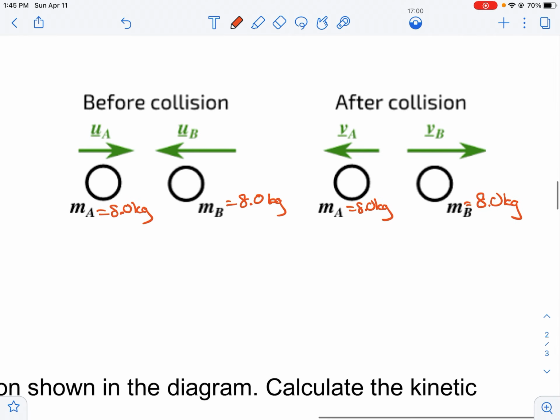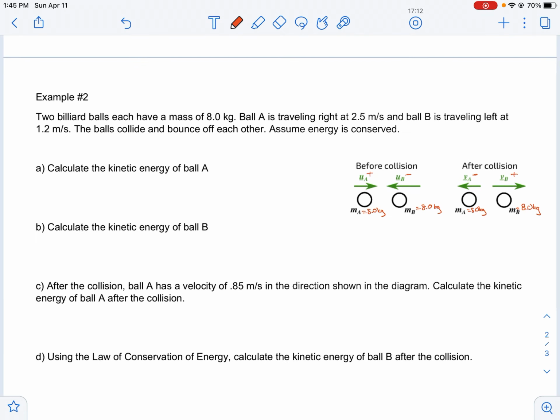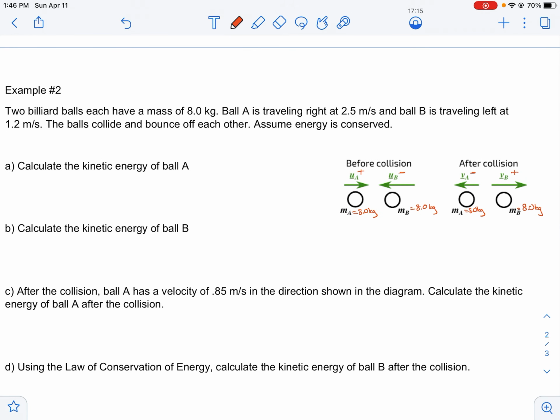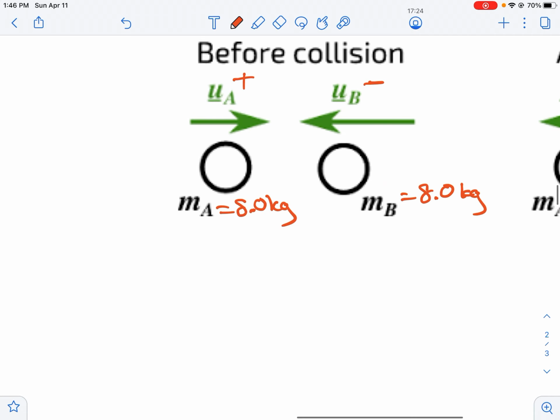All right, and if I look at this, I can see I'm going to have positive kinetic energy, negative kinetic energy, negative kinetic energy, positive kinetic energy, because they are changing direction. Okay, so that's important to keep in mind. Ball A is traveling to the right at 2.5 meters per second. Ball B is traveling left at 1.2 meters per second. So let's go ahead and put that in here as well.